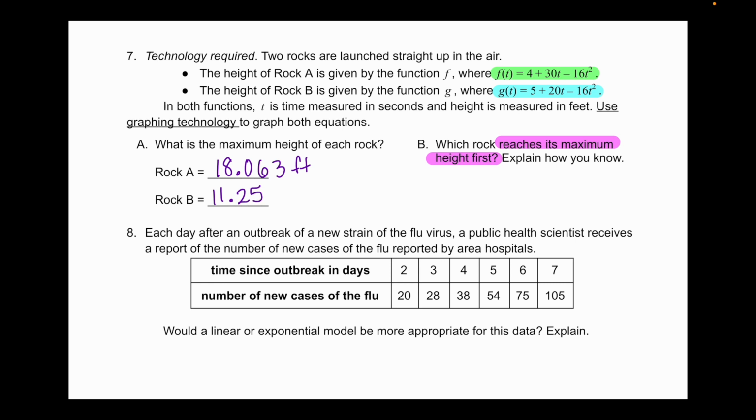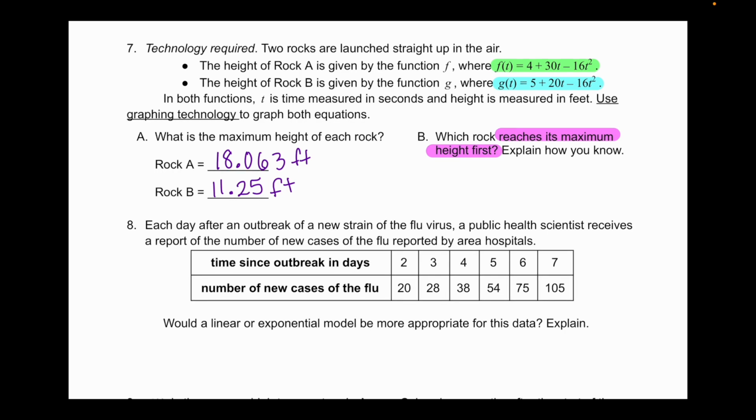11.25. So rock B definitely does not reach as tall, and we can see that from a graph. But we want to know which one reaches its maximum height first. And so that is dealing with time. So let's go back and look at our graph.